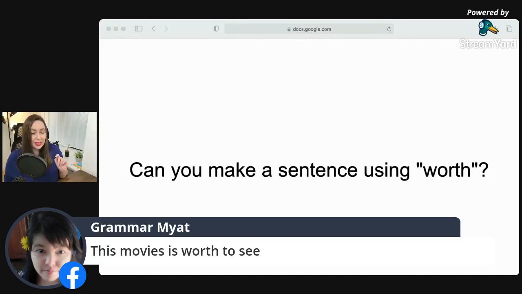This movie is worth to see. Very good. So I would say this movie, so if it's one movie, this movie is worth seeing, or this movie is worth a watch. This movie is worth watching. Okay, very good.